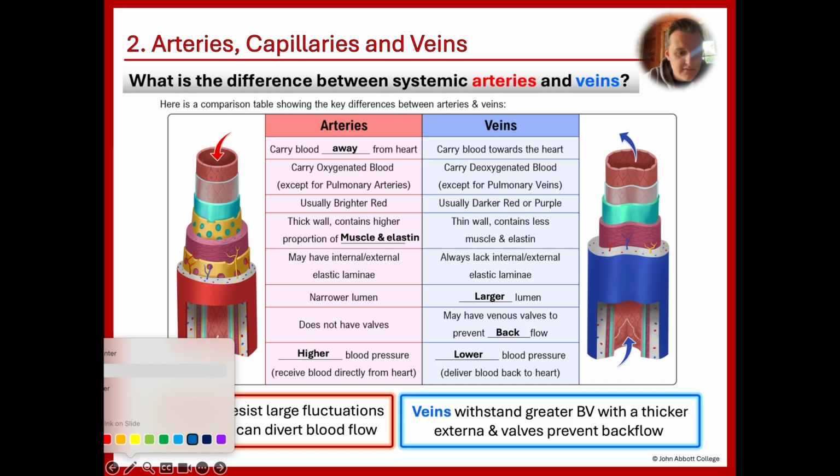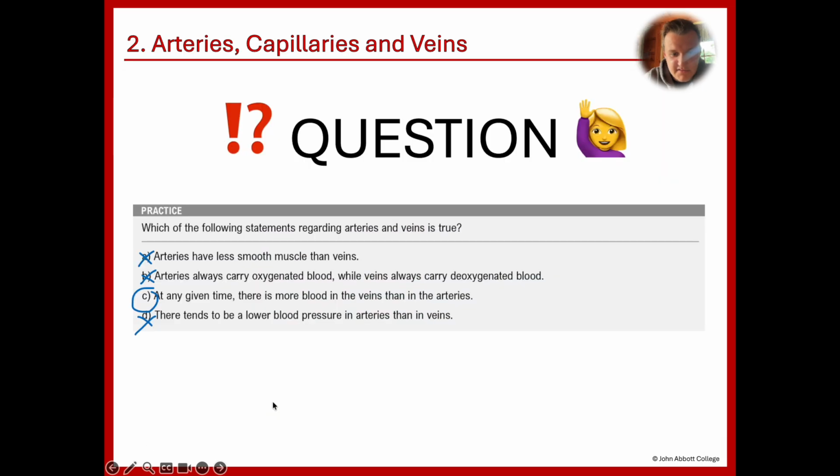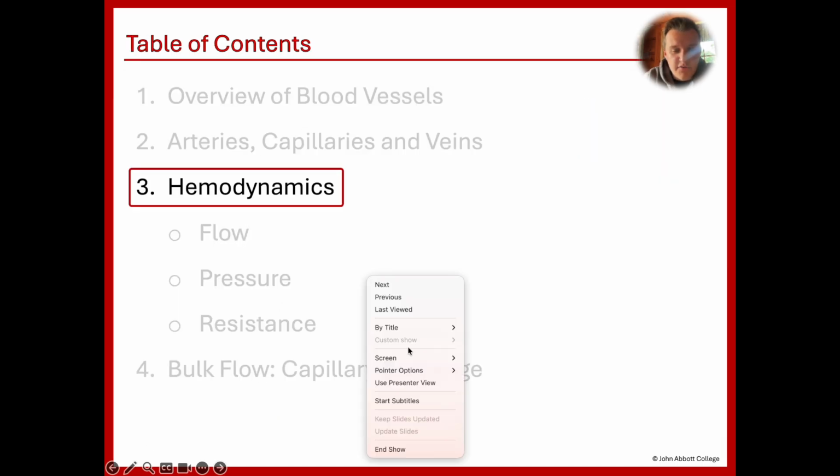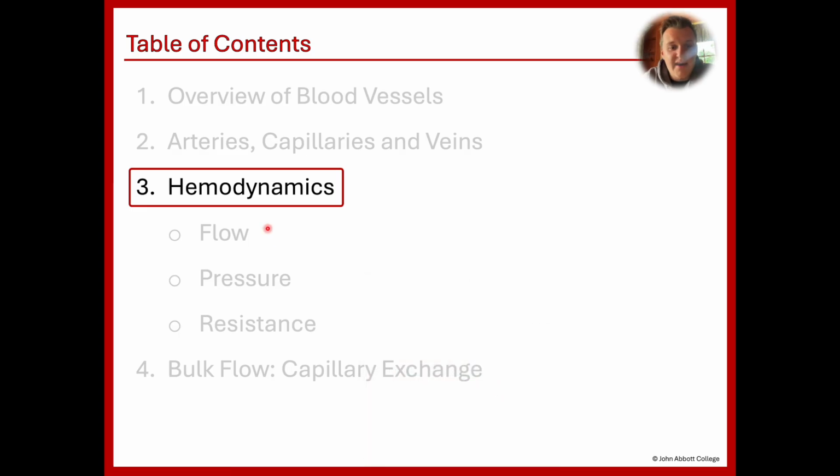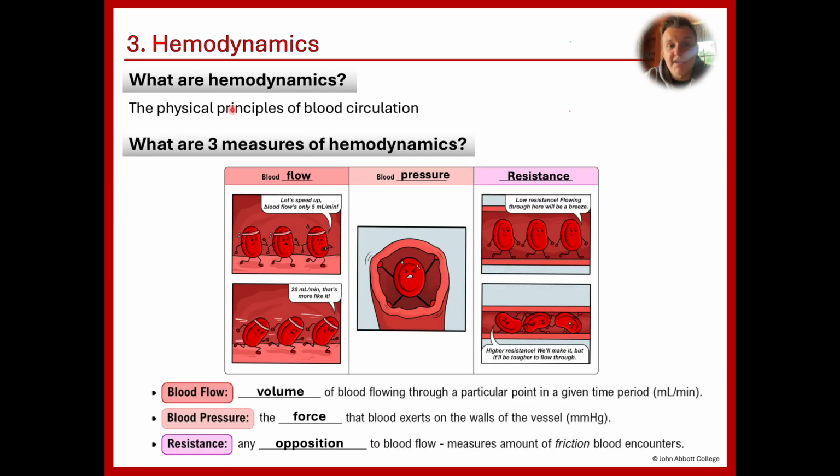Alrighty, so we'll erase this. So over here, let's take a look at some things on hemodynamics. What are hemodynamics? Hemo means blood, and dynamics means that it's moving, right? So it's the physical principles of blood circulation. How does it circulate, right? How does it get around?